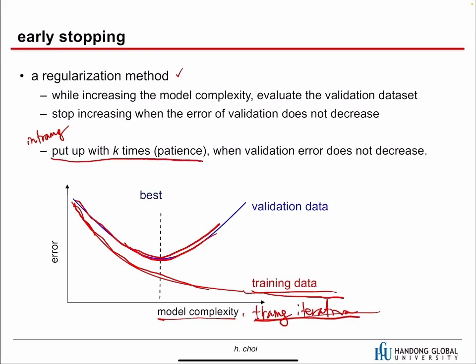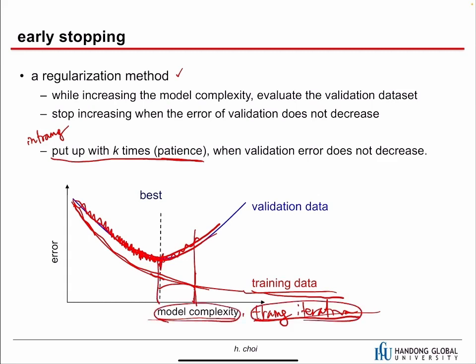So we can probe k times when the validation error does not decrease, because we have lots of spiky, noisy curves here. So when the current iteration is not decreasing the validation error, we can still wait for k times, which is patience. And then after k times, if the validation error is not decreasing, we can stop. And this one is the best model.